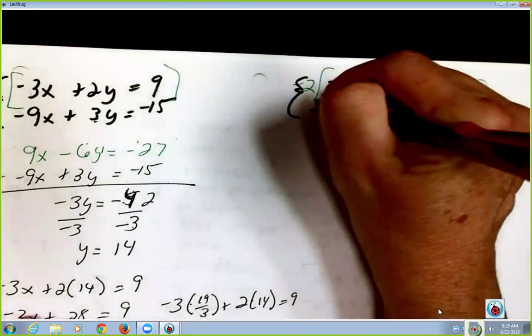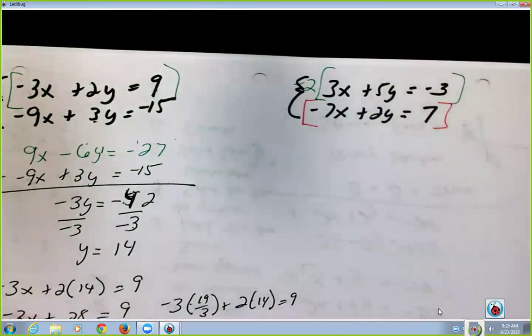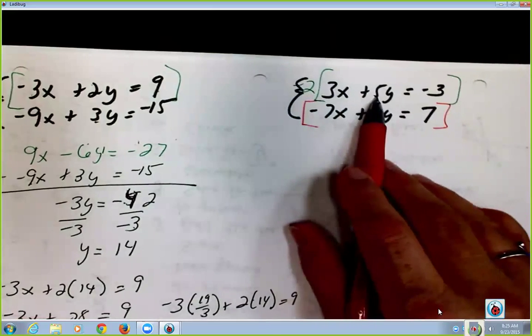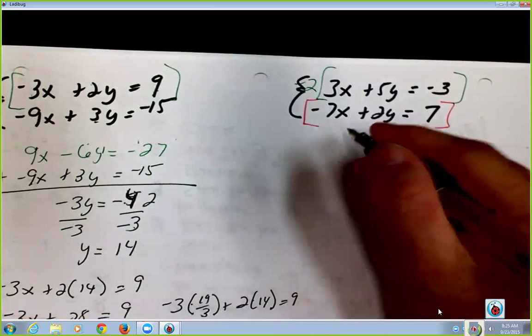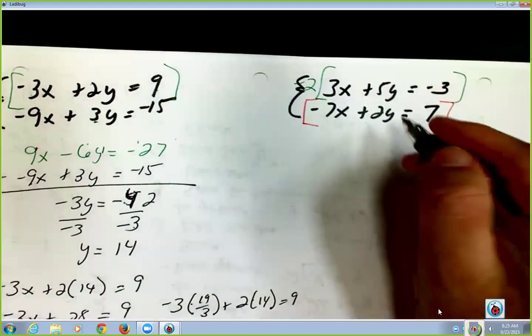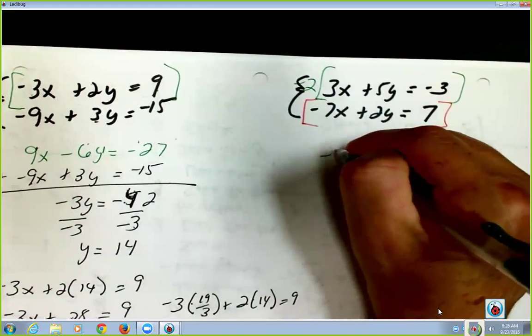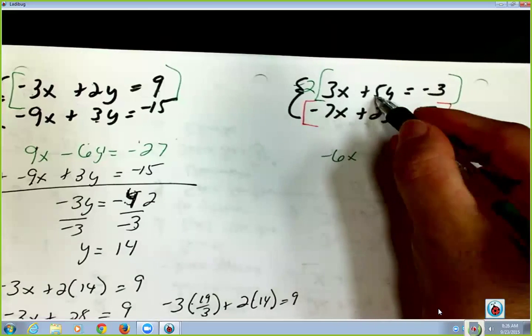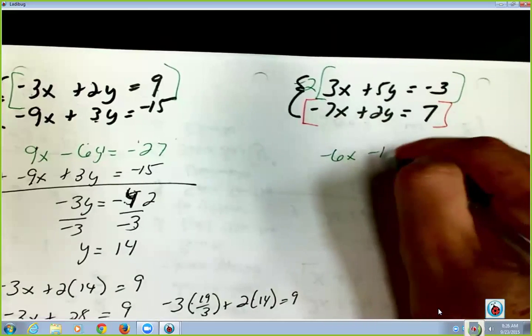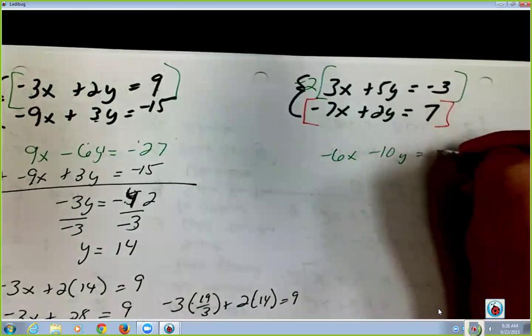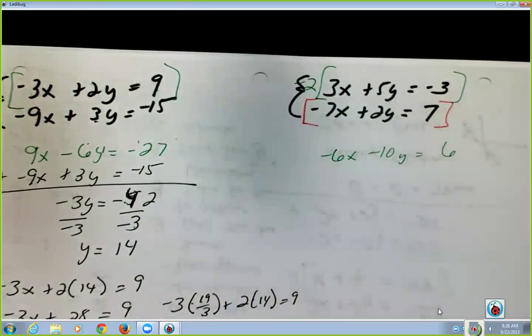And then what do we multiply the bottom one by? If we've got the top coming out as 10, because if we multiply by -2, I think we did. -2 times 3 is a -6x. -2 times 5 is a -10y. -2 times a -3 is a +6.